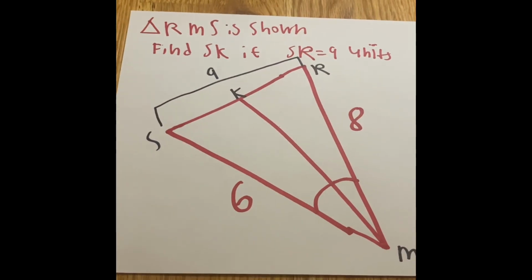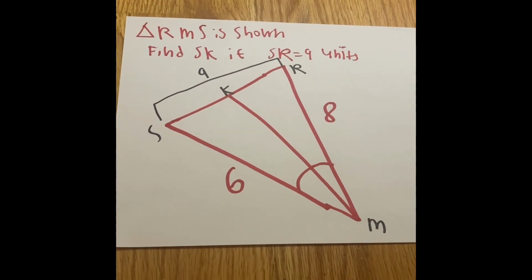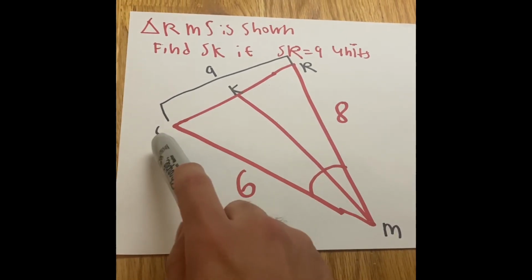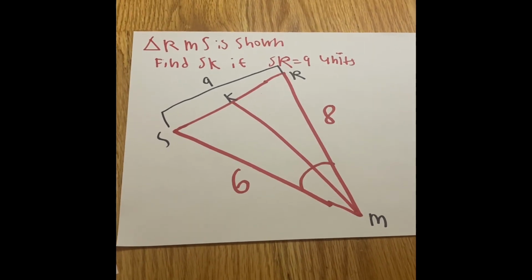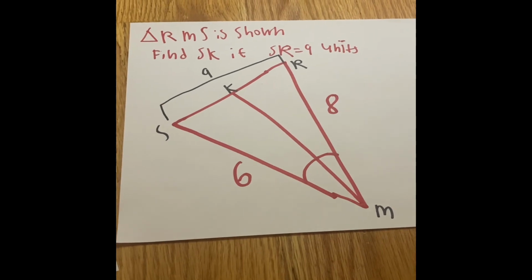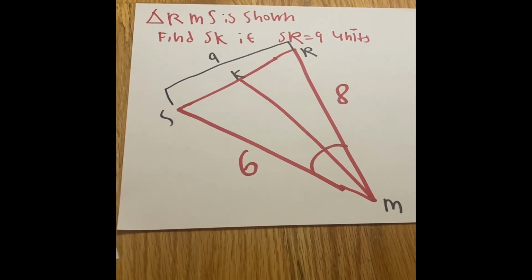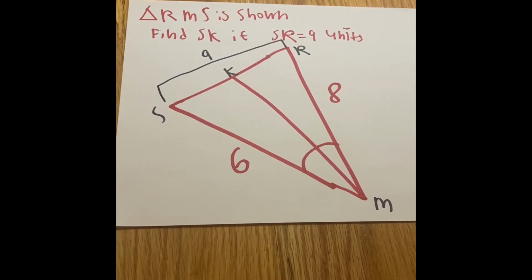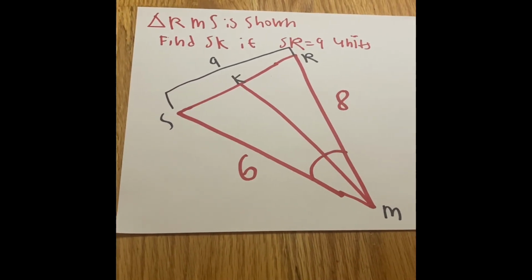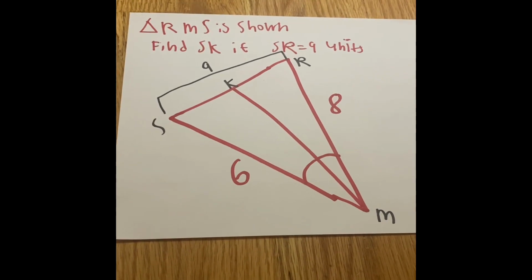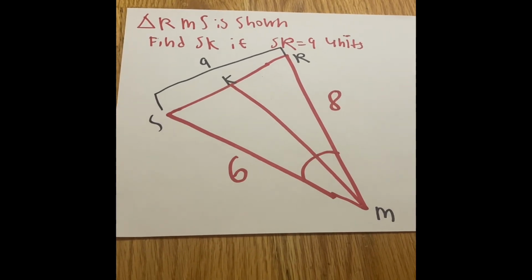Triangle RMS is shown. Find segment SK if the whole thing, SR, is 9 units. What we have to do first is set up an equation. Many kids got this incorrect because of the way they set up their equation. If you set up an equation incorrectly, you'll get an incorrect answer and lose points on your math quiz or test. If you do something wrong now, it will affect what happens later.